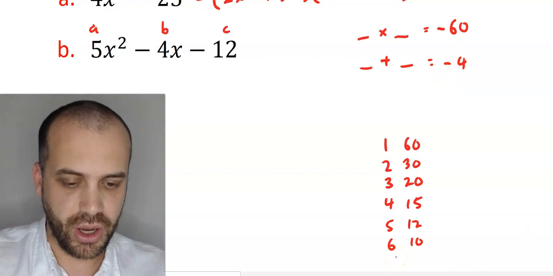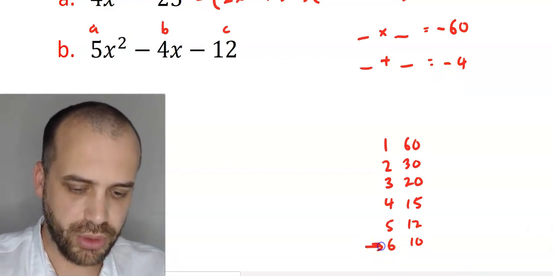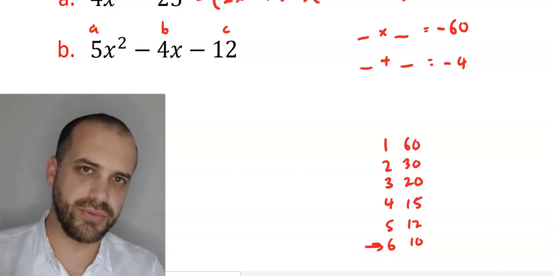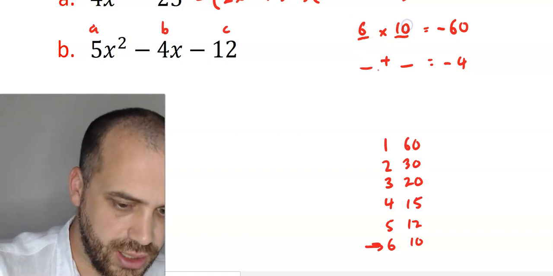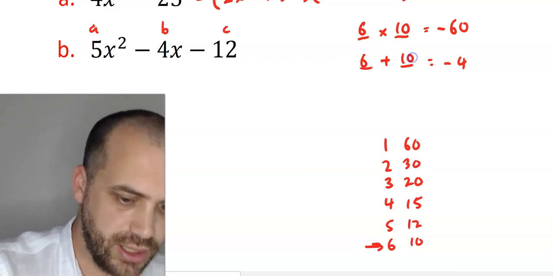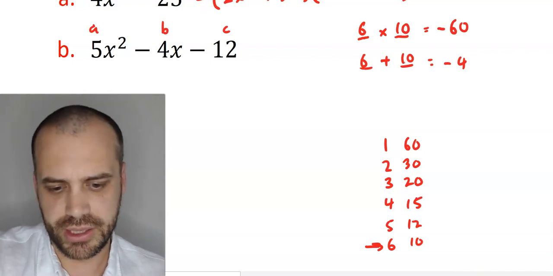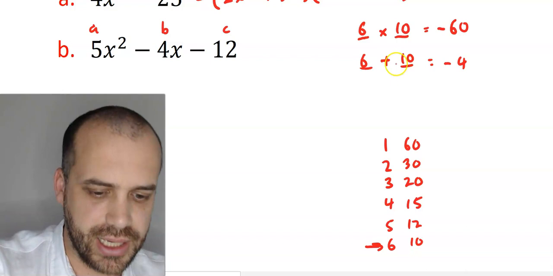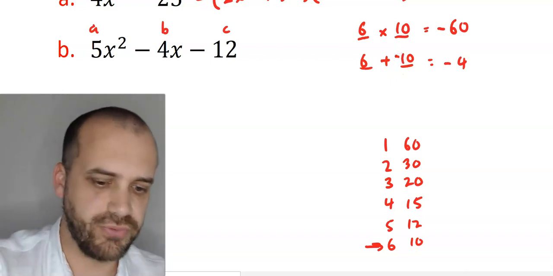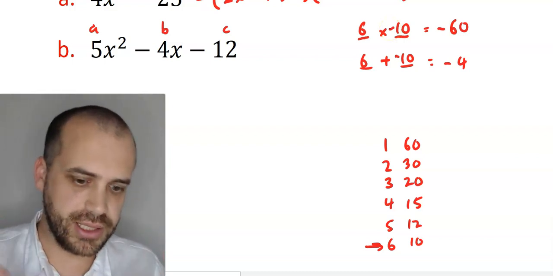Now remember, I've got to put a plus and a minus in. This 6 and 10 looks promising because the difference between the two of them is 4. So 6 times 10, and I need it to end up being a negative 4. Now 6 plus 10 is 16, so that's no good. But 6 plus negative 10 would be negative 4. Alright, so my two numbers are 6 and negative 10.